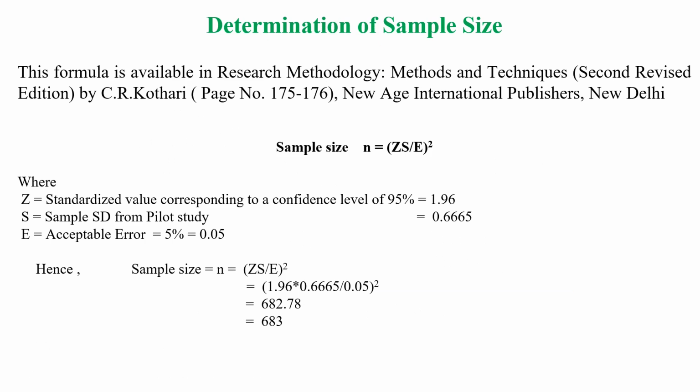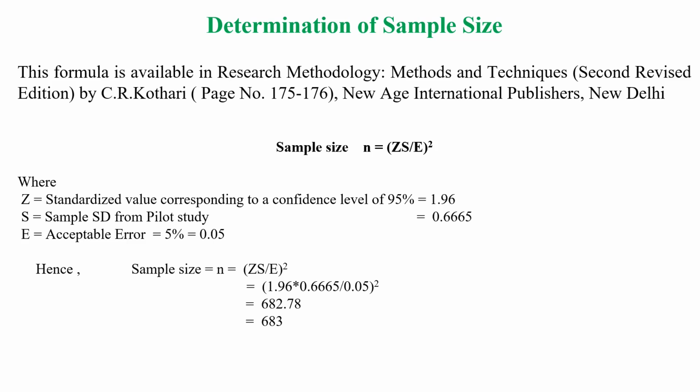Now, this is the formula which I already discussed to determine the sample size. Sample size is equal to (Z into S divided by E) the whole square, where Z is a standard estimate whose value is 1.96, S is the sample deviation, the standard deviation from the pilot study, and E is the acceptable error.